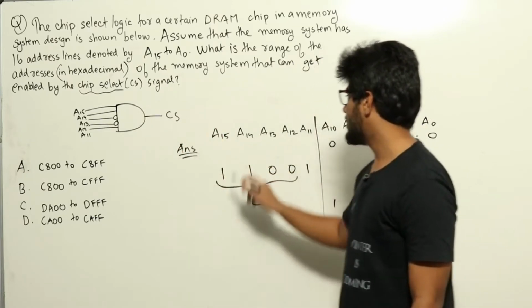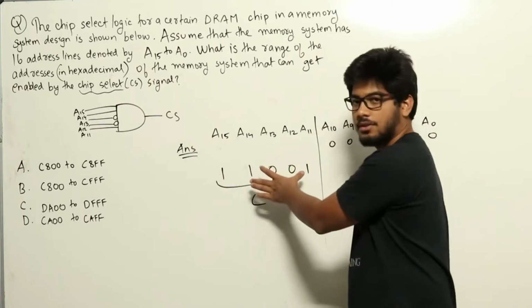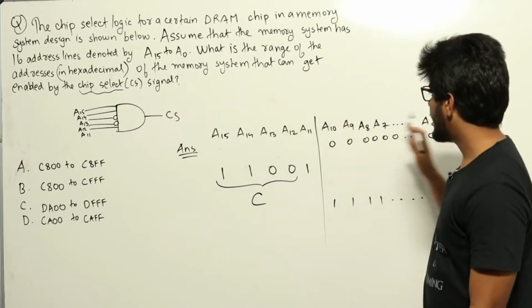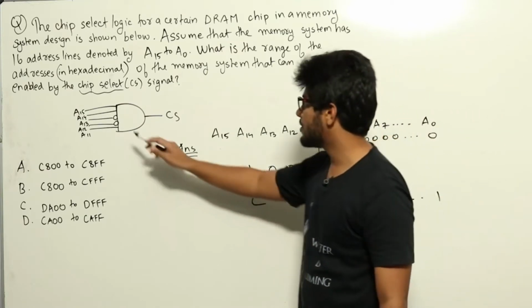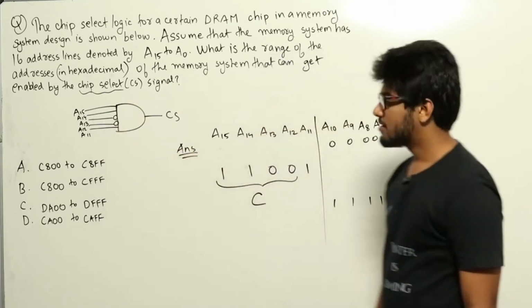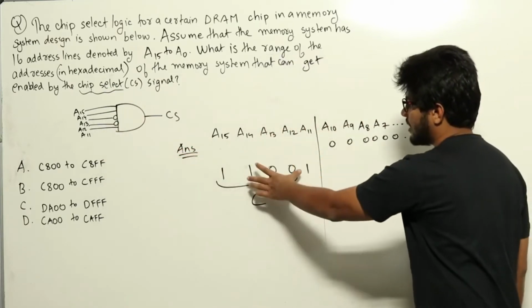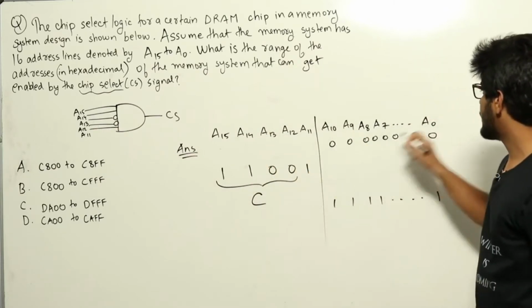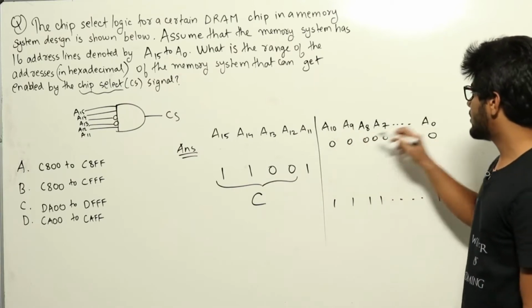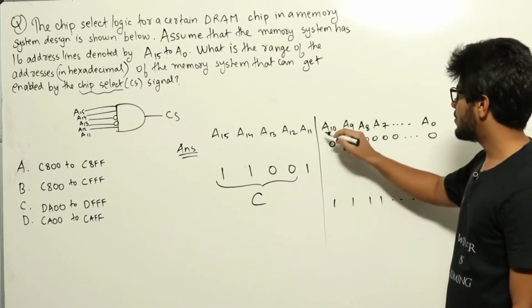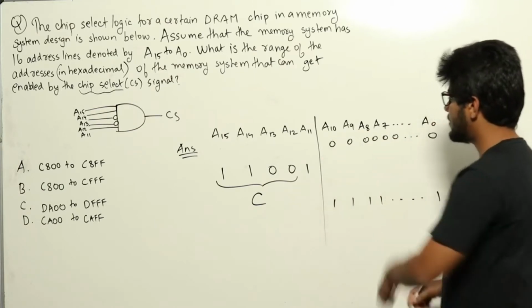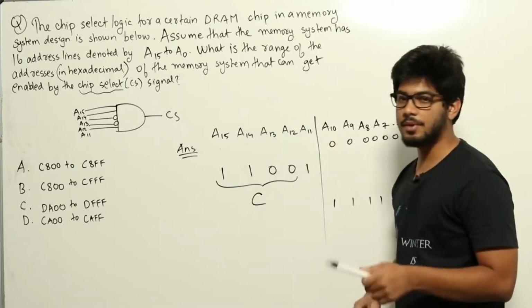Now for the signal CS to be 1, A15 to A11 should take these values only, and A10 to A0 can take any value. Whatever value A10 to A0 take, that doesn't matter because we are not giving them as input to the AND gate. The input to the AND gate is only A15 to A11. So A15 to A11 we have to keep constant at this value, and A10 to A0 can take any value. Among those, the smallest value will be when A10 to A0 is all zeros, and the largest value will be when A10 to A0 is all ones. So for whatever value comes in between, the CS signal will still be active.